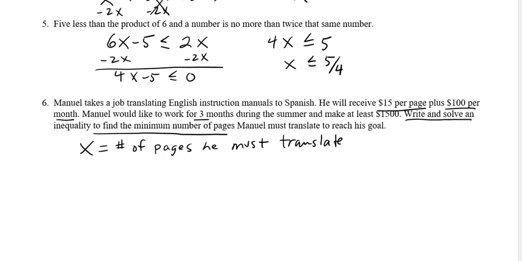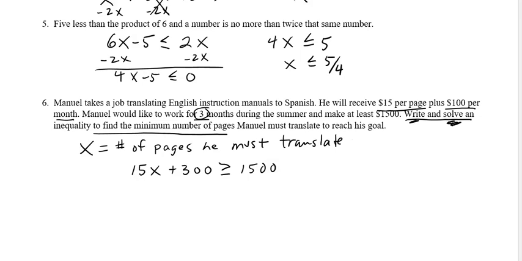All right, now I'm going to use my variable in an inequality. He gets $15 for every page he translates, so that's 15 times x. X is the number of pages. He also gets $100 a month, and he's going to work for 3 months, so that's $300. The way I represent at least is with greater than or equal to, and then 1,500. So there's the inequality. I wrote the inequality.